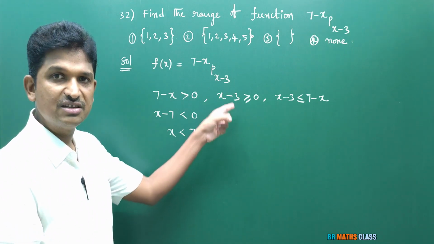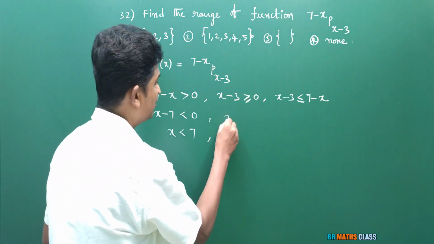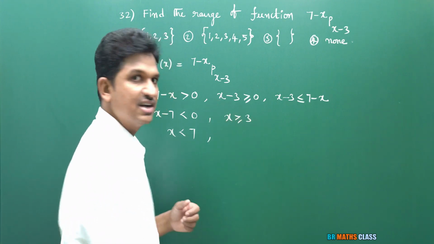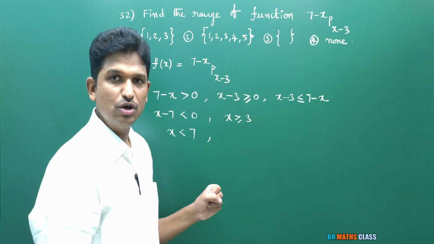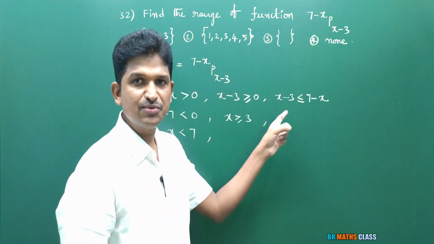I'll find out these x values also. Here, x minus 3 is greater than or equal to 0. Now, from this, I can write that x is greater than or equal to 3. So, here x is a whole number and the x value is greater than or equal to 3. I need to find the x values which satisfy this inequality.